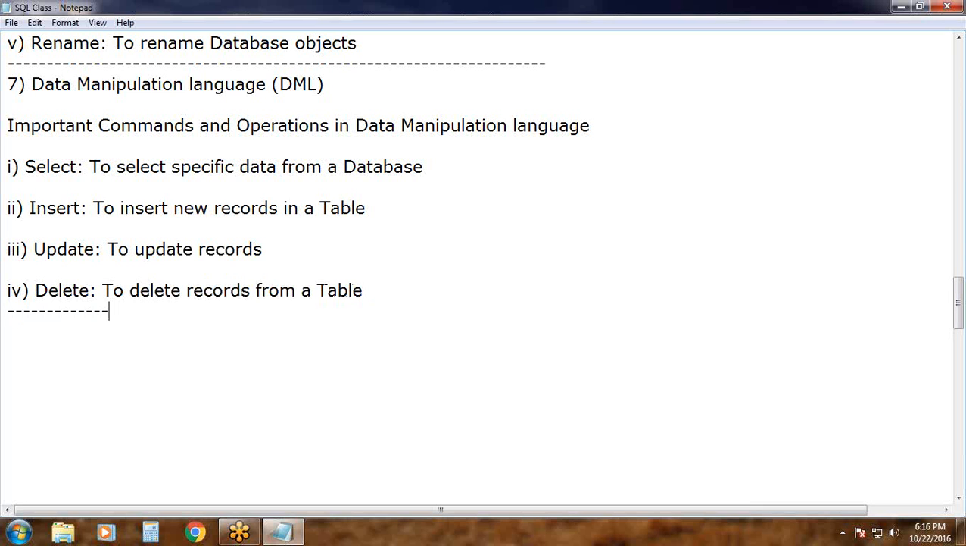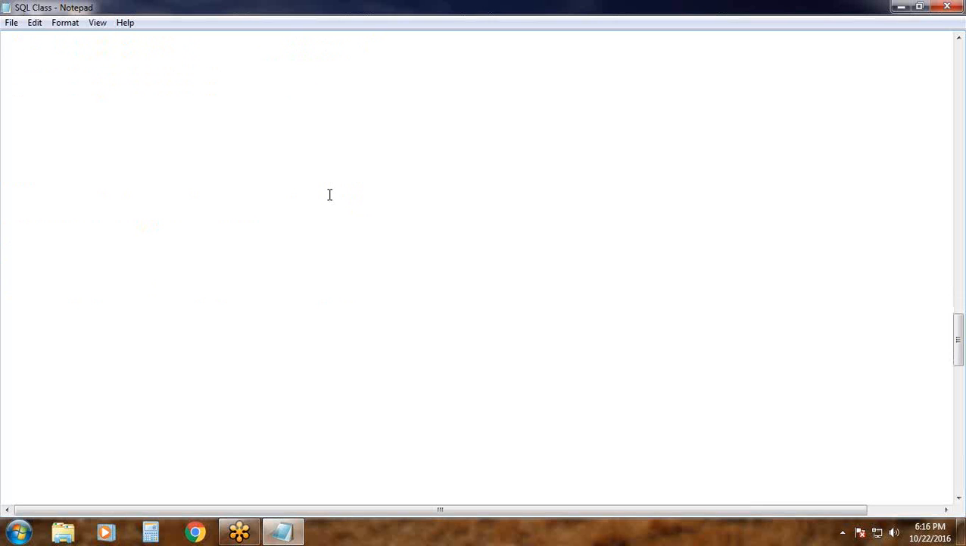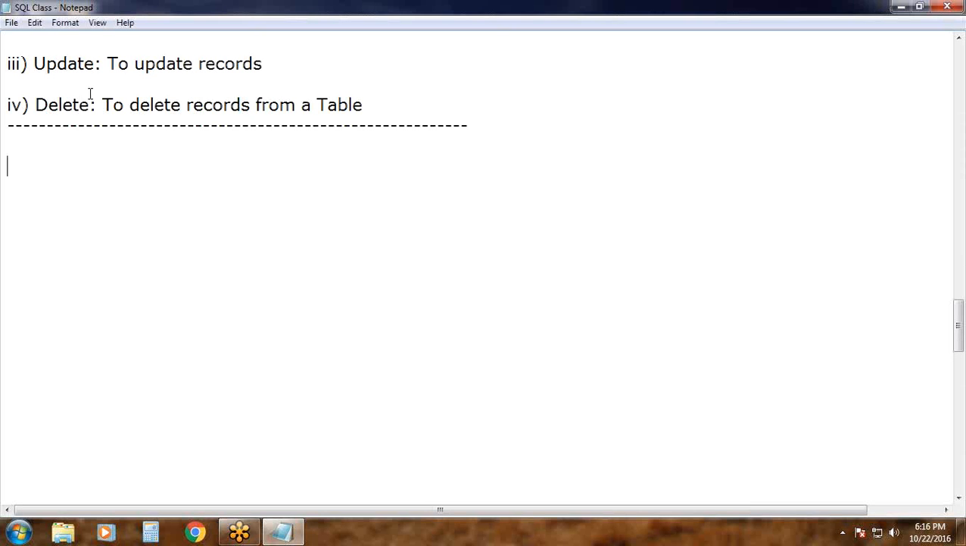See, these are the important commands of data manipulation language. Swati, can you tell me what are the important commands of DML? Okay, Saloni. Yes, sir. Select, insert, update, and delete. Okay, next come to next topic.